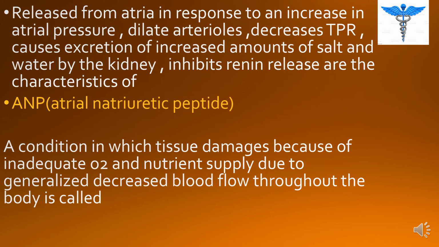Here it is a condition in which tissue damages. And why? Because there is less supply of O2 and nutrients. And why? Because the blood flow, you may say the blood volume, to that tissue is low. So if the blood volume or the blood flow to a specific type of tissue is decreased, it will damage the tissue. So the damage of the tissue is because of the inadequate O2 and nutrient supply, and the O2 and nutrient supply deficiency is because of the decreased blood flow. The condition is called circulatory shock. So the circulatory shock is a condition in which tissue damages because of inadequate O2 and nutrient supply due to generalized or decreased blood flow throughout the body.